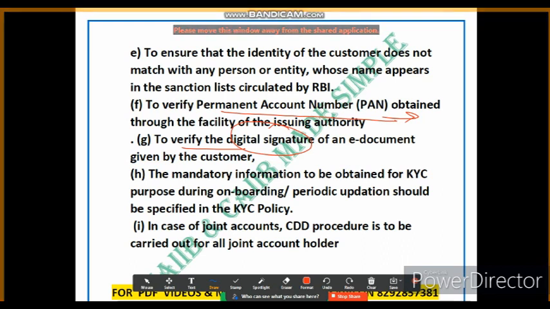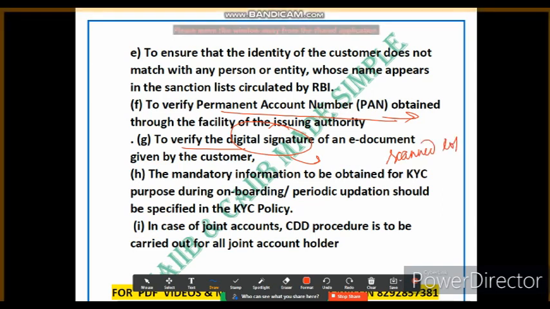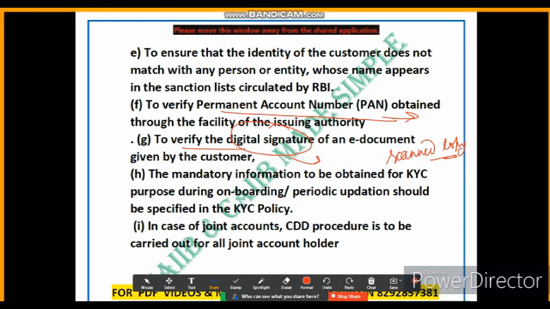So let's take an example. Suppose a customer submits an electronically signed document, such as a scanned copy. Okay, what has he done? He has submitted a scanned copy of identification proofs or a signed application form. The bank should have a process in place to verify the digital signature. This verification confirms that the document has not been tampered with and provides assurance of its authenticity.